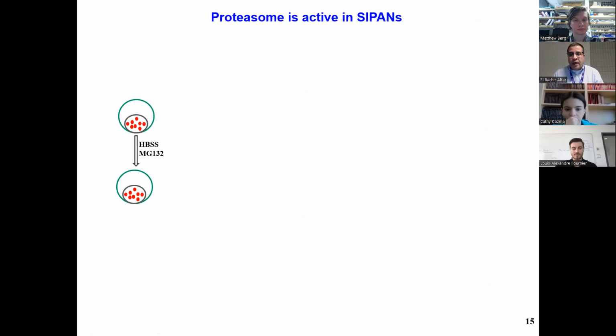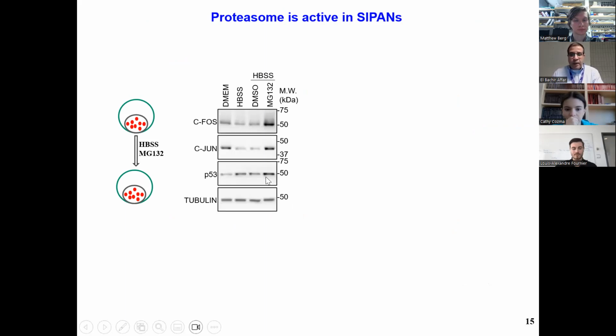And we wanted to understand more how these foci form, and what is the impact on the cells following the formation of these foci. So one of the things that we did is to try to understand the role of ubiquitination in this process. And one of the first things that we did is to determine whether the proteasome is active in these foci. And we did it two ways.